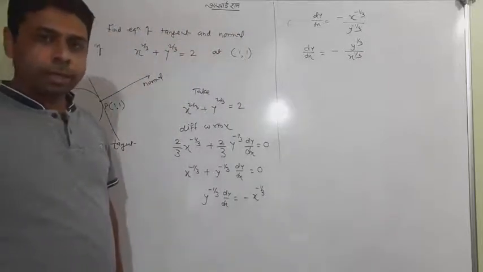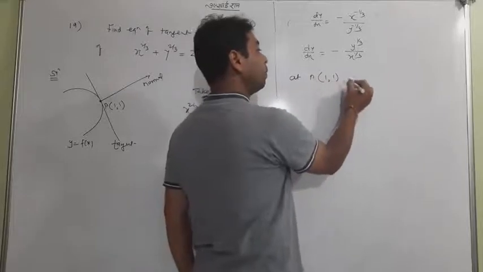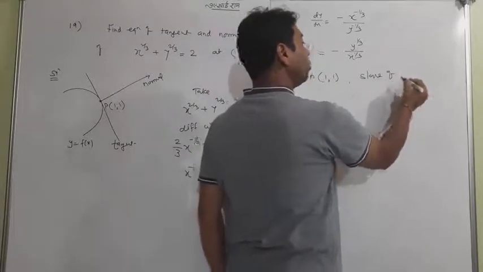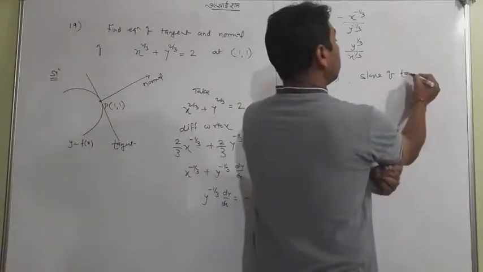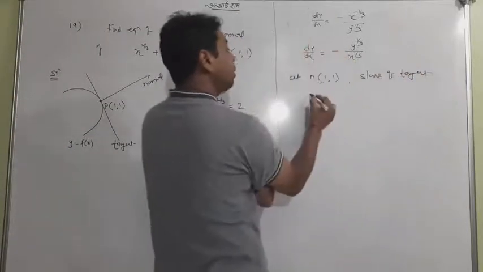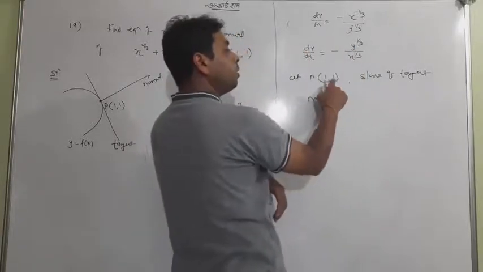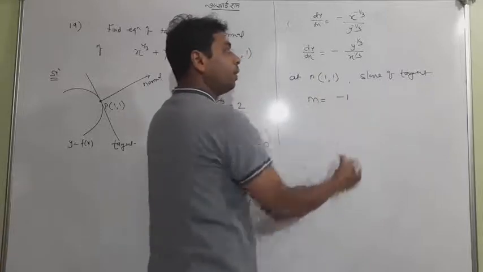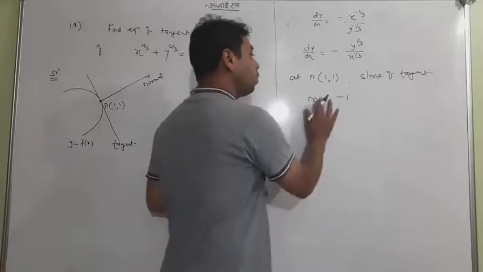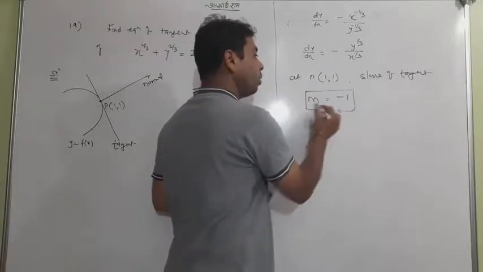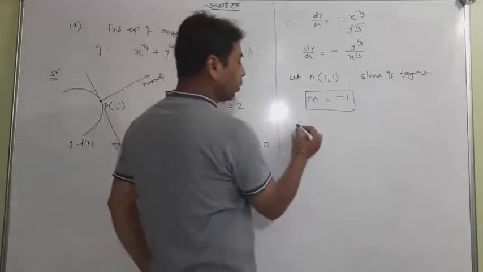So this is dy/dx, and you know that at (1, 1), the slope of the tangent is going to be m. Put here 1 and 1, so 1 to the power 1/3 is 1, and 1 to the power 1/3 upon 1 to the power 1/3 will be 1. So you have got m equal to minus 1. This is the slope of the tangent. So can we find the equation of the tangent?